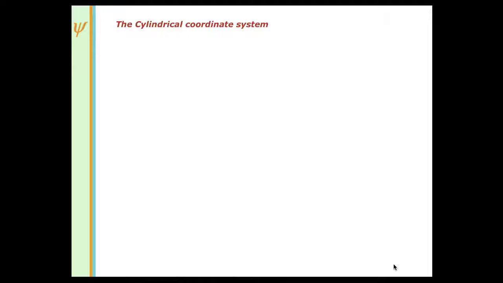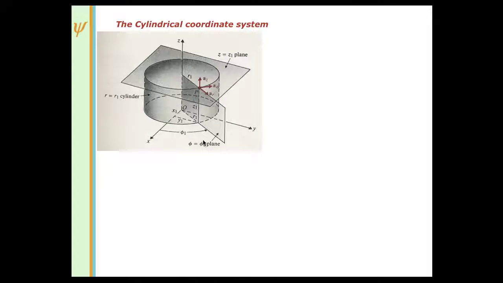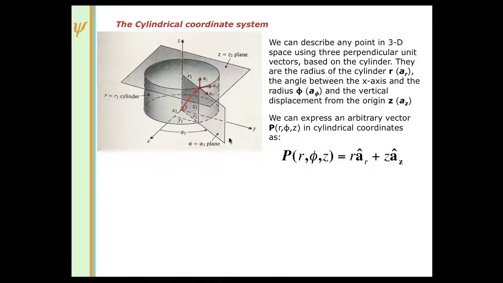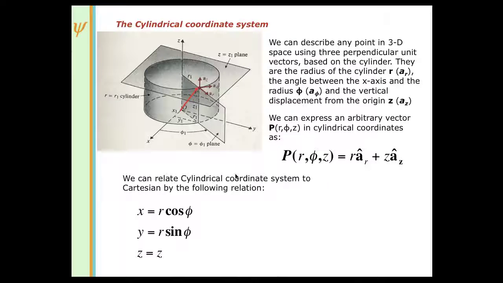Alternatively, we can describe any point in 3D space using three perpendicular unit vectors, based on the cylinder. They are the radius of the cylinder r, the angle between the radius and the x-axis phi, and the vertical displacement from the origin z. In cylindrical coordinates, a vector can be represented as a sum of two vectors, one along the radius and another along the vertical axis. You can very simply express Cartesian coordinates in terms of cylindrical coordinates like so.